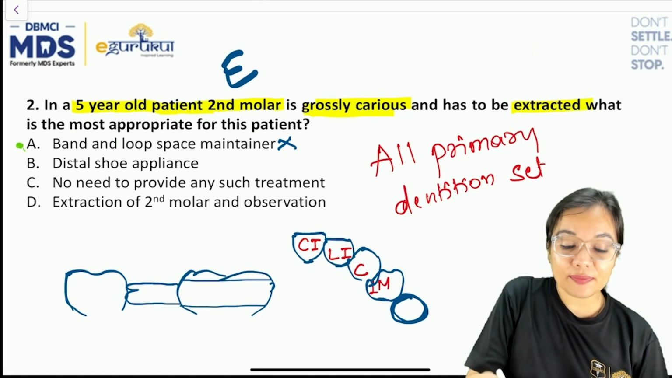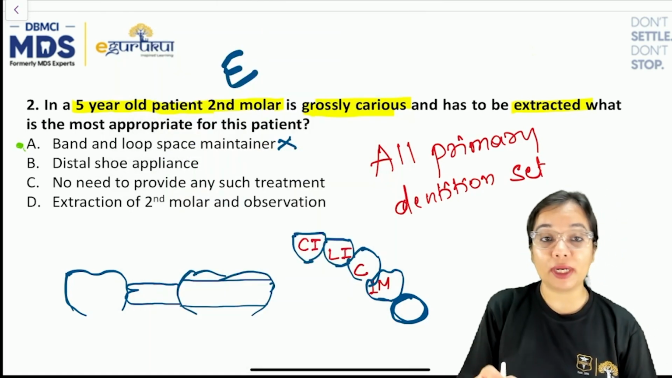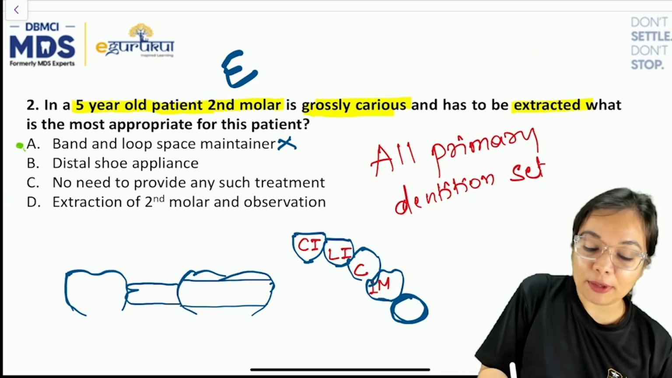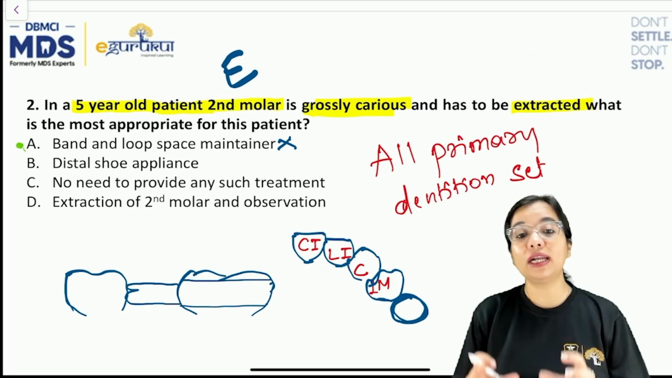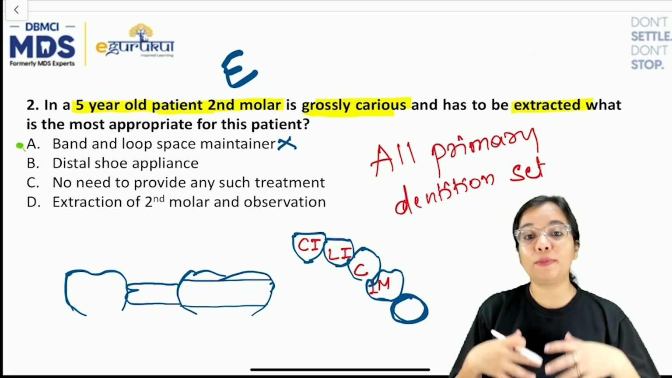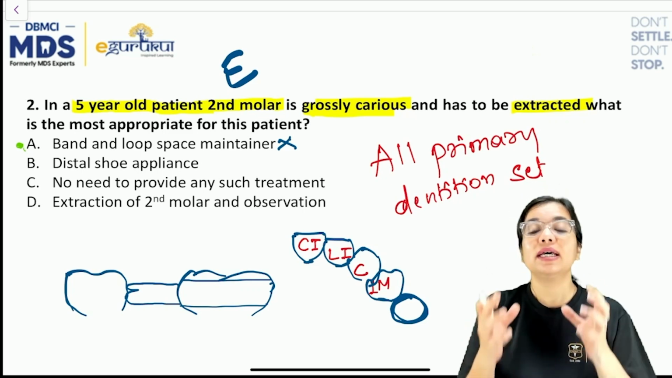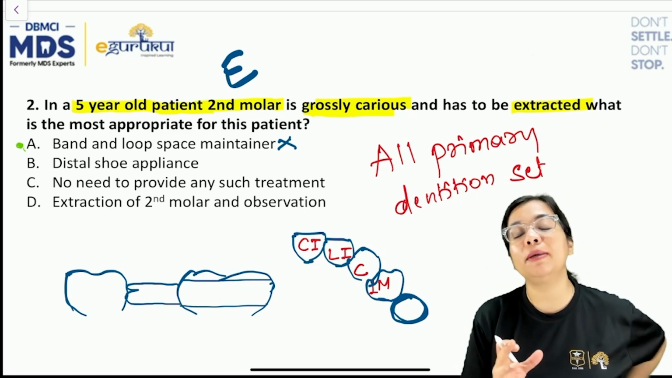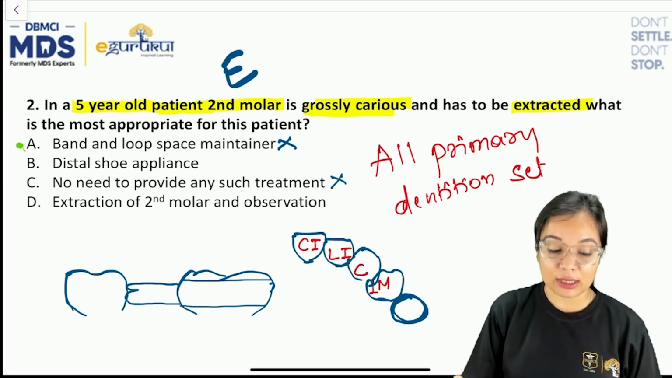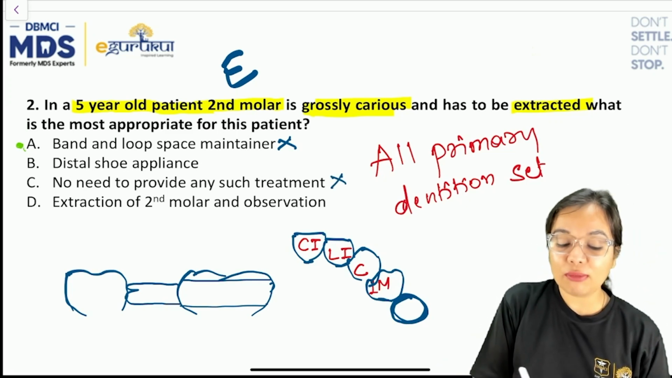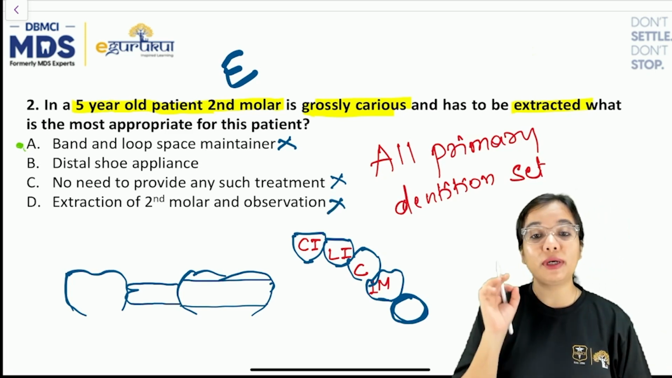Then third is no need to provide any such treatment. Absolutely not the answer, because when the child is 5 years old and the second molar had to be extracted, that means there is a premature extraction, premature exfoliation of the molar, and hence something needs to be done, or there will be malocclusion in future. So of course no need of treatment is not the answer. And then extraction of second molar and just observation, this is similar to option number C. So option number D is also not the answer.